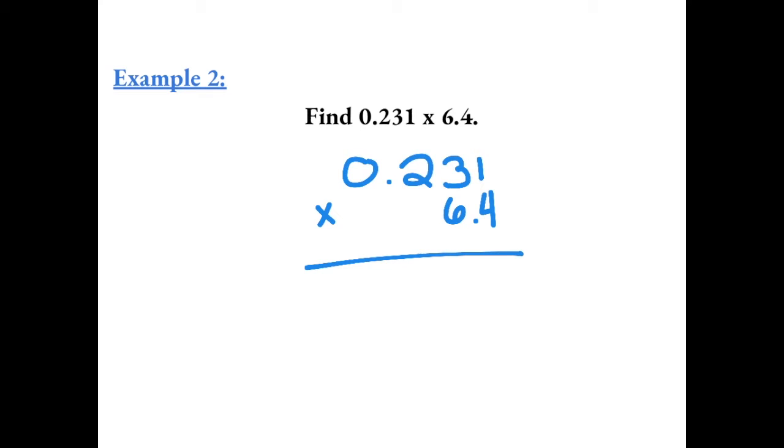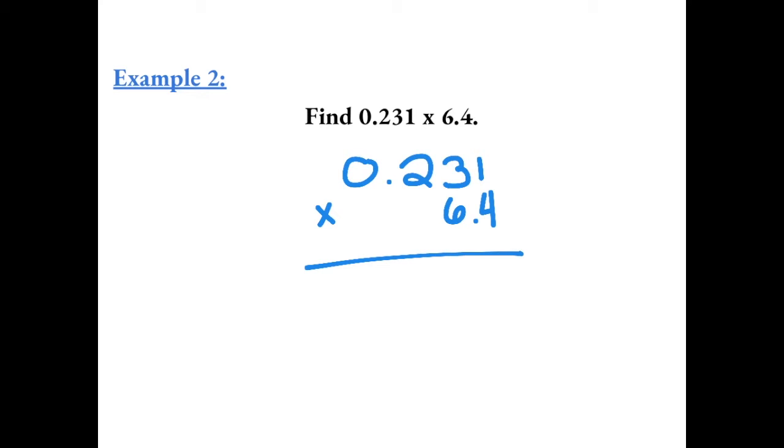Example 2. Find 0.231 times 6.4. So again, I'm going to put the longer number on top times 6.4. Remember, you don't line up the decimals.